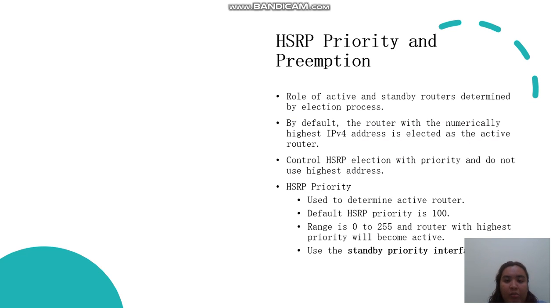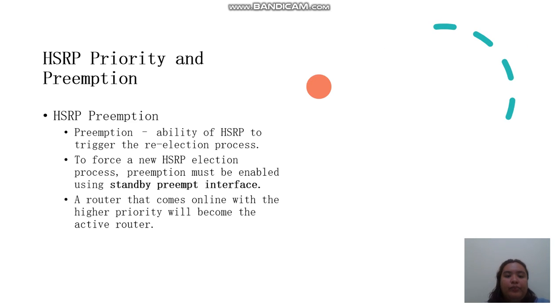In priority and preemption of HSRP, the roles of active and standby routers are determined by an election process. By default, the router with the numerically highest IPv4 address will be elected as the active router. Control the HSRP election with priority and do not use the highest address. The HSRP priority is used to determine the active router. The default HSRP priority is 100, the range is 0 to 255, and the router with the highest priority will become active. You can use the standby priority interface command to set this.